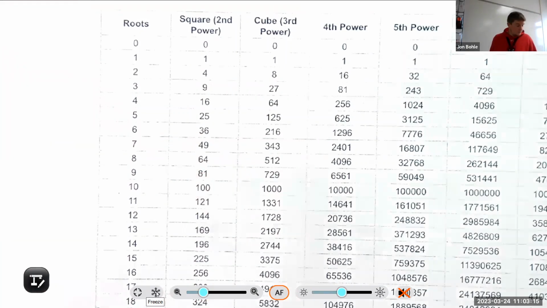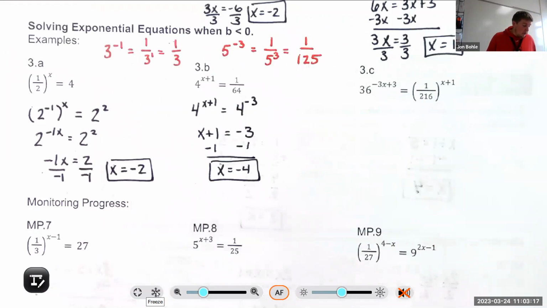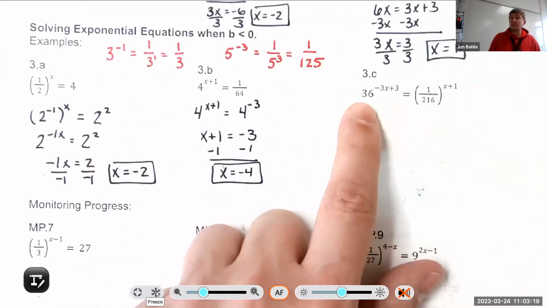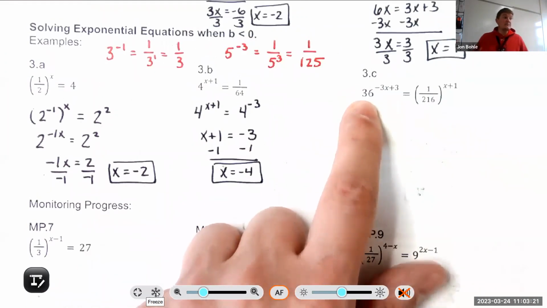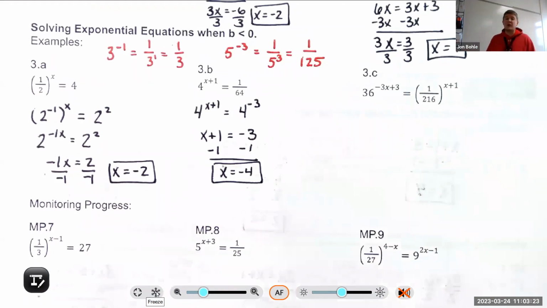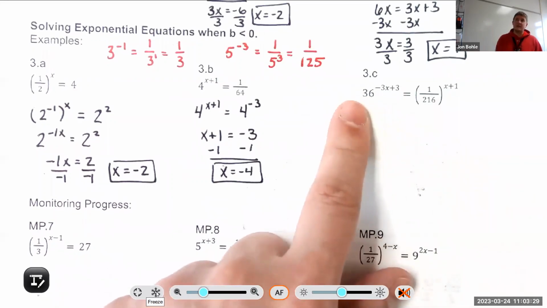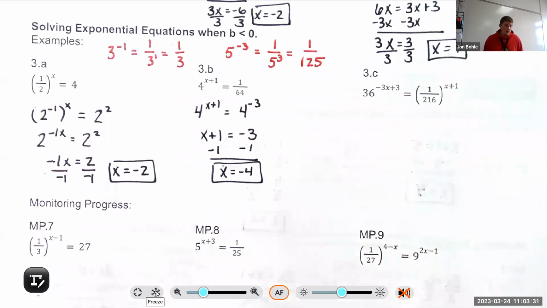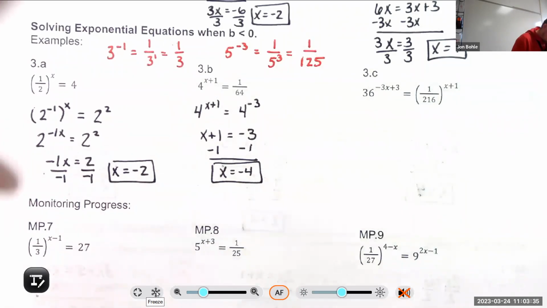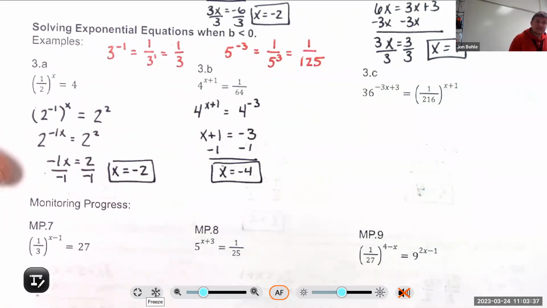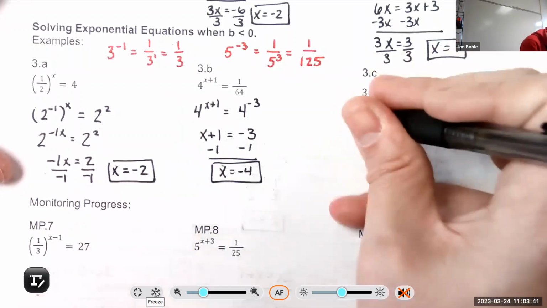Now, one thing that I'm going to point out is, a lot of times when I see a number like 36, my guess is most of you have a lot of your squares just naturally memorized, just by working with them a lot. So when I see 36, the first thing I think of is 6. So I can rewrite 36 as 6 to what power? 36, 6 to what power? To the second power.